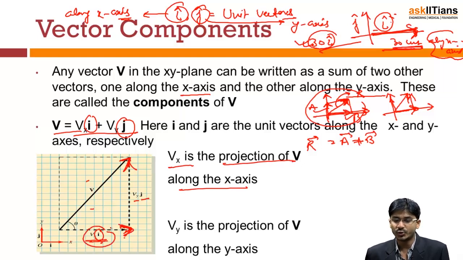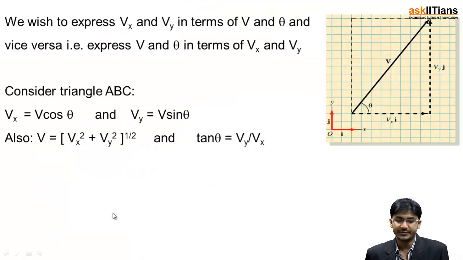Now Vx is also called the projection of vector v along the x-axis. This is the terminology that we use: projection. This x component that we talk about is called the projection of the vector along the x-axis, and this is called the projection along the y-axis.